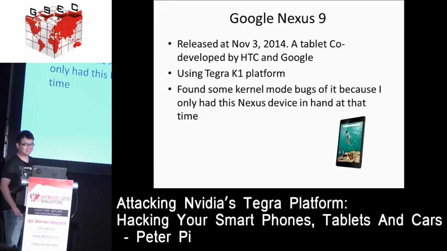I only had one Nexus 9 in my hand when I began to do research on Tegra platform. Google Nexus 9 was released in November 2014. It is a tablet co-developed by HTC and Google. Nexus 9 is using Tegra K1 platform. I found some kernel mode bugs of it and wrote exploits for these bugs. So I will introduce some of these bugs and one interesting exploit.